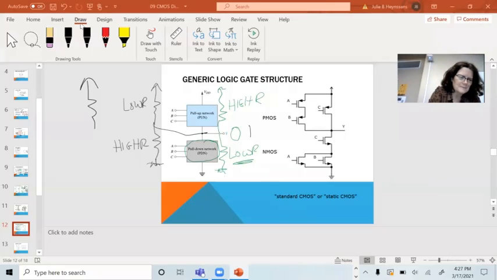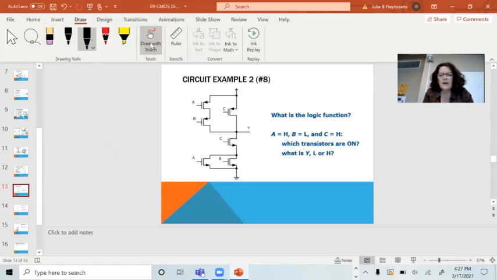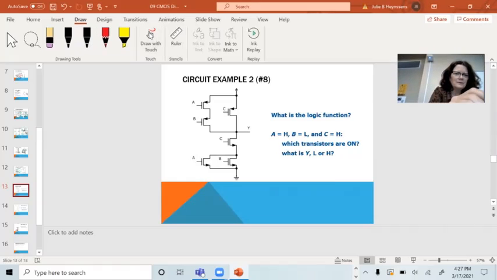Okay. All right. So we've got this circuit example here. The first thing we want to do is figure out what the logic function is. Go ahead, you guys figure it out. Take a minute, figure it out, and then I'll tell you what it is. I'll give you a little bit of time to make this work.